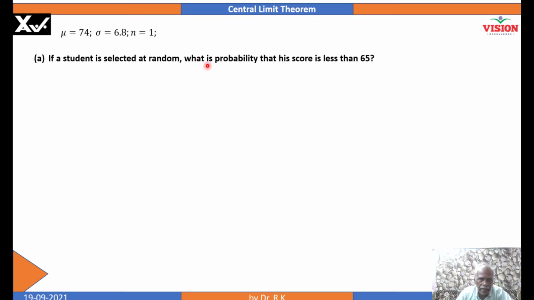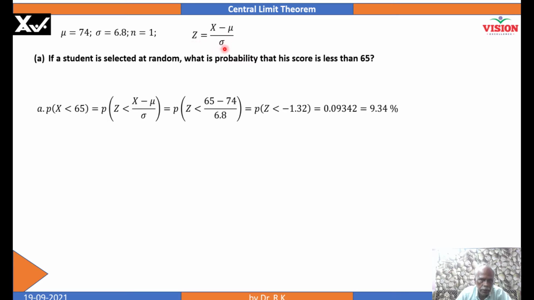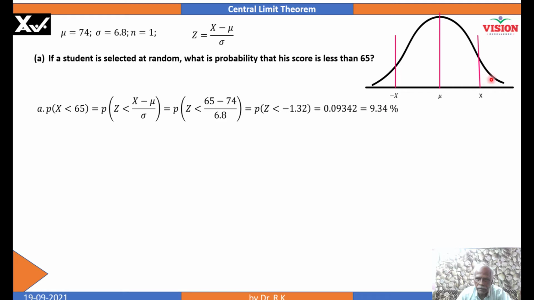If a student is selected at random, what is the probability that his score is less than 65? We have to convert the score of 65 to Z score. The formula is x minus mu by sigma. So probability of x less than 65 is equal to probability of Z less than (x minus mu) by sigma. I put x as 65, mean is known, 74, sigma is 6.8. Therefore, the probability is P(Z less than minus 1.32). You can refer to the table, you will get 9.34%. This is the answer.